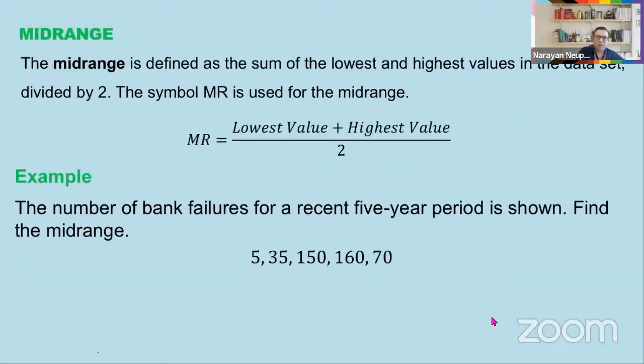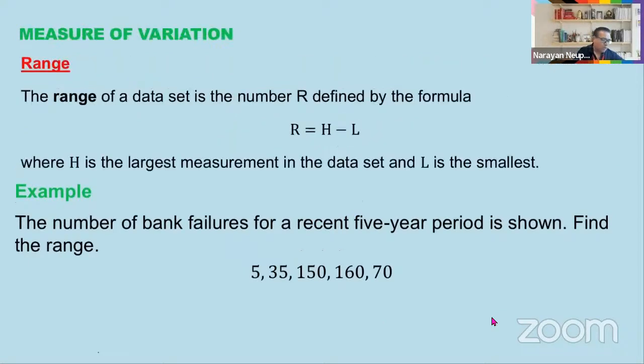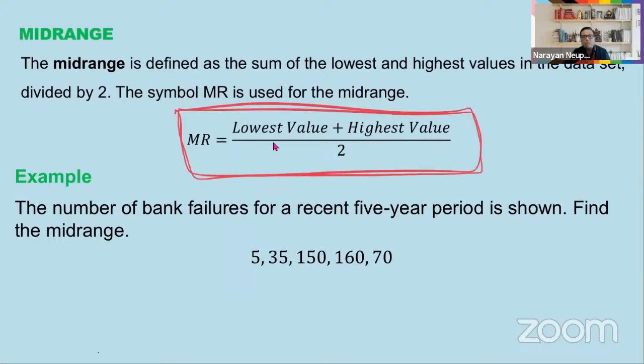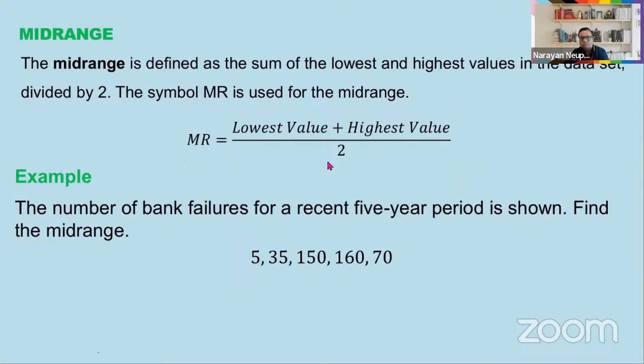Now remember, in range, we are looking at 2 things here. The first one is the actual range. Range is the highest data value minus the lowest data value. That is your range. And the other one is called the mid-range. When we say mid-range, it is the average of the highest and lowest value. Look at that formula there. Mid-range is the lowest value plus the highest value divided by 2.